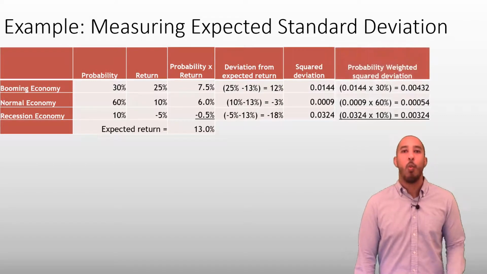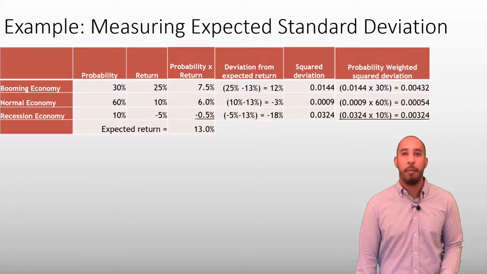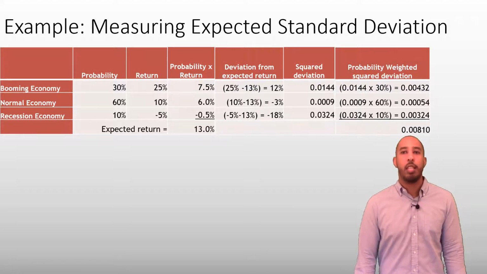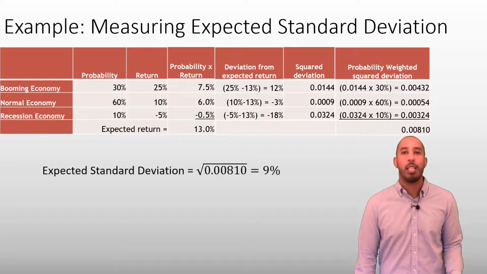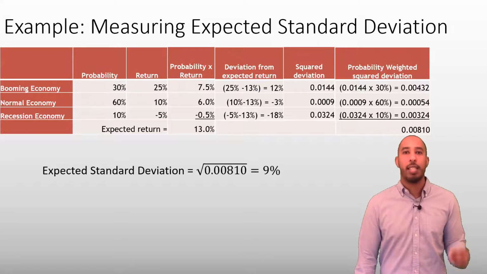After that, we'll weight each of these squared deviations by the probability of being in that type of economy. So 30% chance of being in a booming economy times 0.0144 squared deviation, and do the same for all states of the economy. Add those together and we get 0.00810. Finally, taking the square root of that gives us 9%. That's the expected standard deviation.